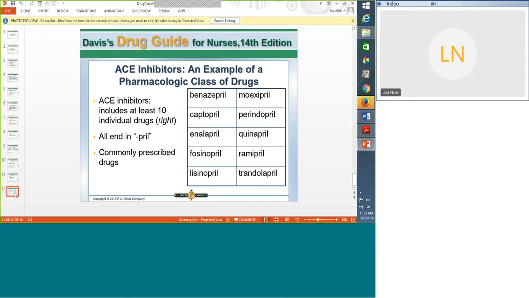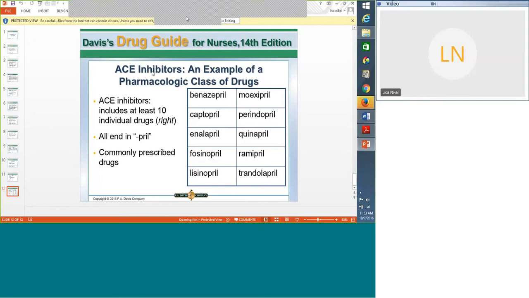I was thinking this slide was going to come earlier in the presentation, but here's an example of a pharmacologic class of ACE inhibitors, which fall under the therapeutic class of antihypertensives. All of these medicines can be used for high blood pressure. They all work by the mechanism of action as an ACE inhibitor, but within them, there are at least 10 individual drugs. You'll note they all end in pril. So we have captopril, enalapril, lisinopril, quinapril. All these drugs are examples of ACE inhibitors.